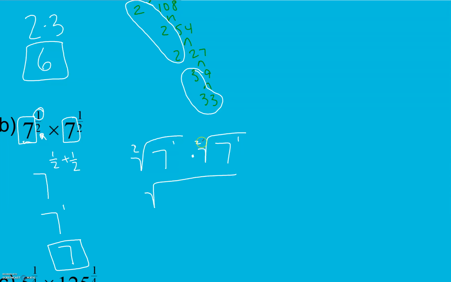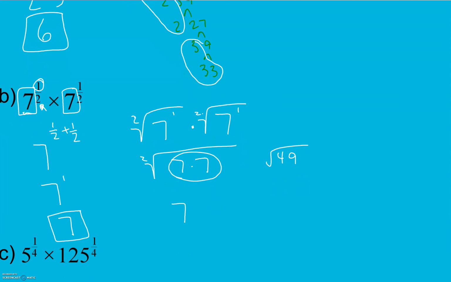So because they're both square roots, we can take 7 times 7. We have one group of 7s that comes out as a 7. Or we can take the square root of 49 to get to 7. So lots of options there on that one.